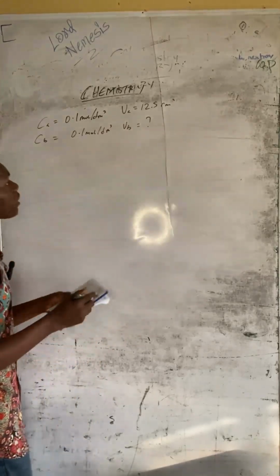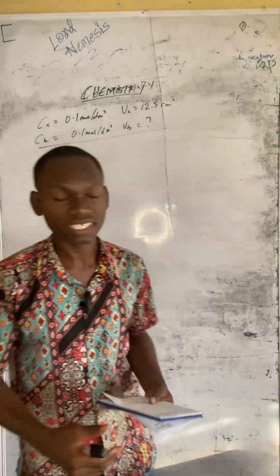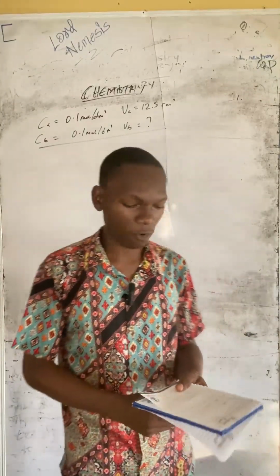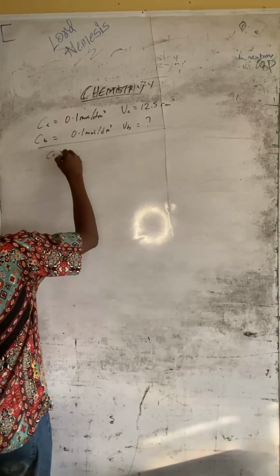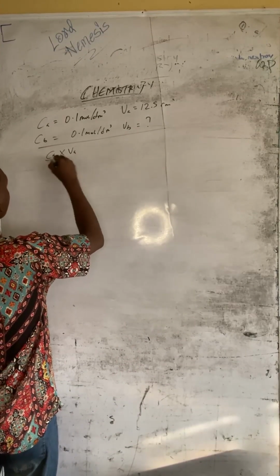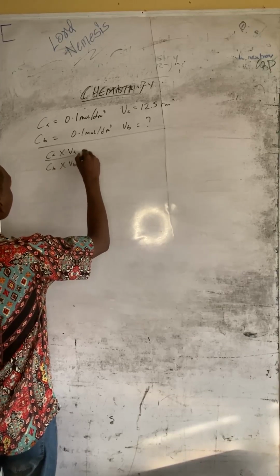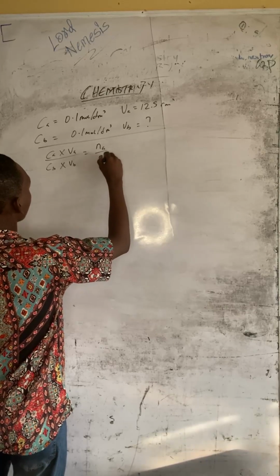Question mark. Now, in order for us to write this, we have to note which formula will be best to solve for volumetric analysis. And we remember our CAVA formula, and the formula goes like this: the concentration of the acid times the volume of the acid divided by the concentration of the base times the volume of the base, equal to the ratios of the acid to the base, and this is NB.